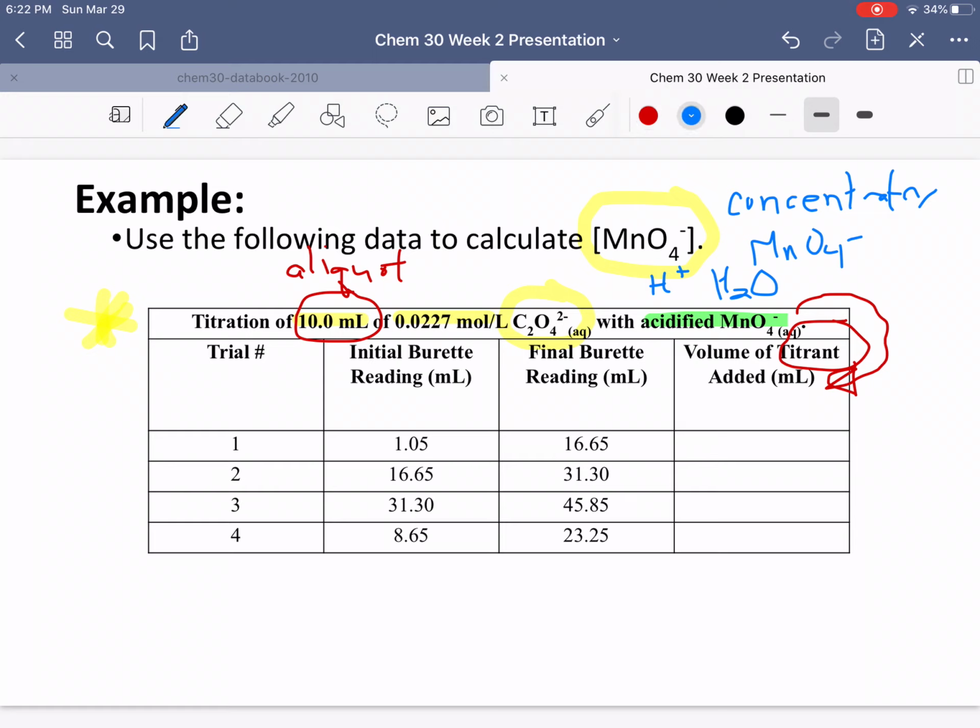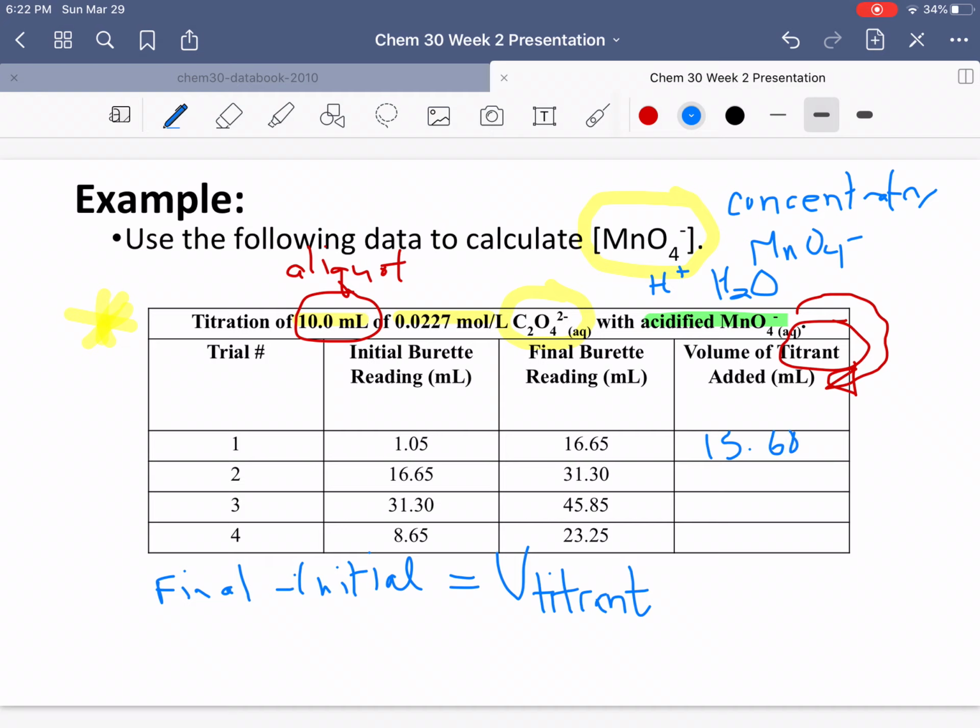Okay, first step here is we need to figure out the volume of titrant added. So a reminder of how to do that is we take that final burette volume and we subtract the initial burette volume, and that'll give us the actual volume of the titrant added. So subtract those. Because we're doing subtraction and these are all to the 100th spot, our answer should be to the 100th spot as well.